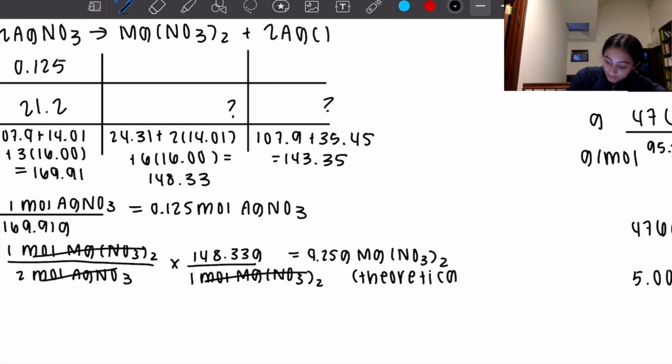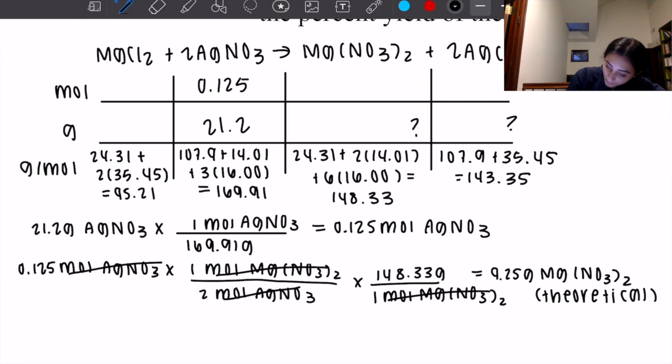Okay, now let's find the theoretical mass of AgCl.